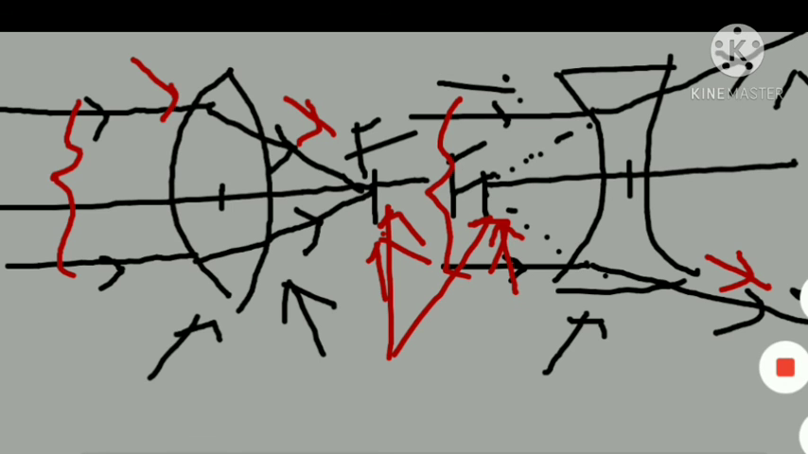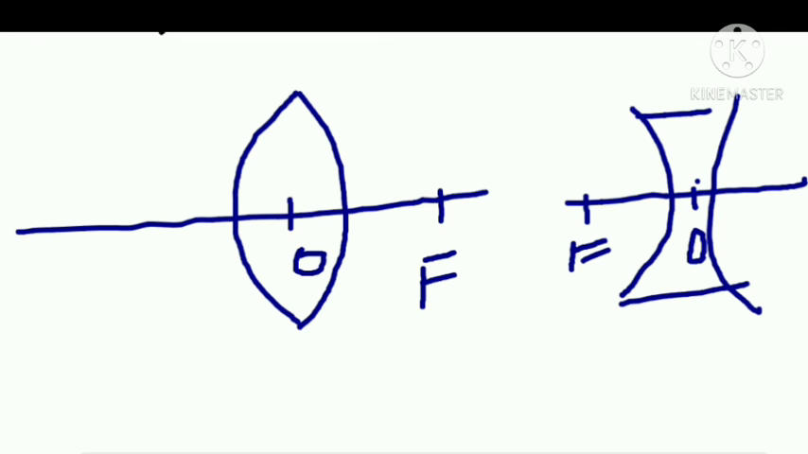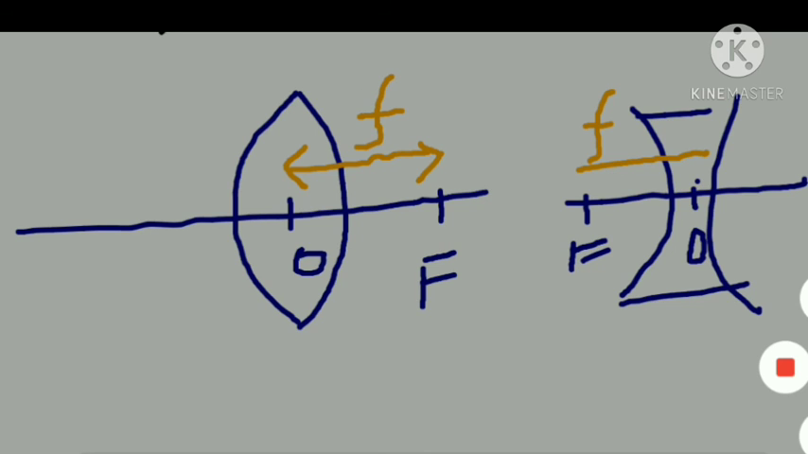Now our next topic of discussion is focal length. Let's discuss about focal length. The length between optical center and principal focus is called focal length, and it is denoted by letter small f. The distance between principal focus and the optical center is the focal length, and it is denoted by letter small f.